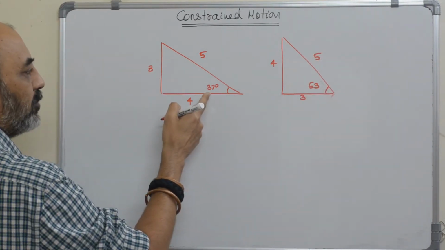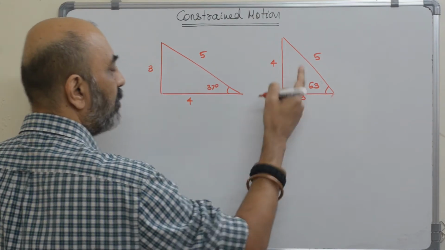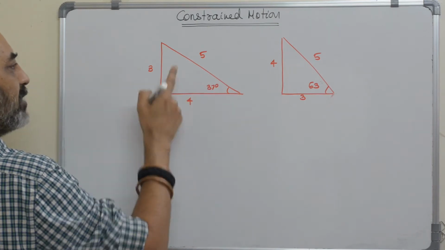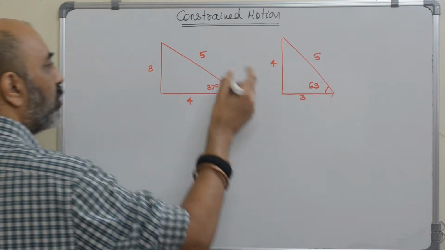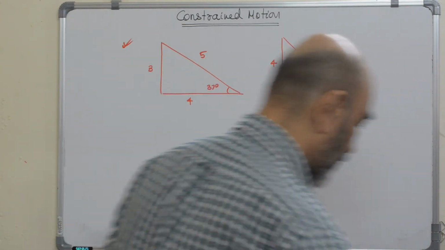So is it very clear from here that cos of 37 is 4 by 5, cos of 53 is 3 by 5, sine of 37 is 3 by 5, sine of 53 is 4 by 5. So please keep this in mind, we are going to use this when we are solving the numericals.